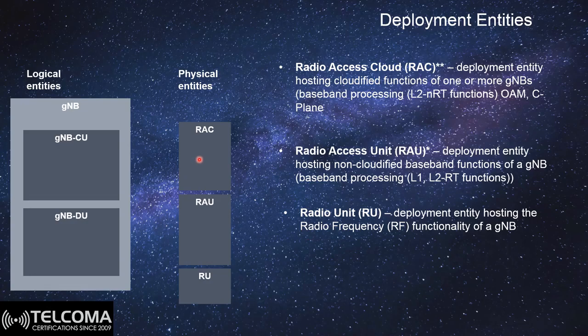So to summarize this, the radio access cloud will handle layer 2 and the upper layer non-real-time functions. It will be more cloudified. The radio access unit will handle layer 1, layer 2 real-time functions. It will act as a baseband unit, and the radio unit will handle all the radio frequency functioning at the GNodeB. So the radio unit and the radio access unit are more connected to the distributed unit, and the radio access cloud is more a function of the GNodeB central unit.